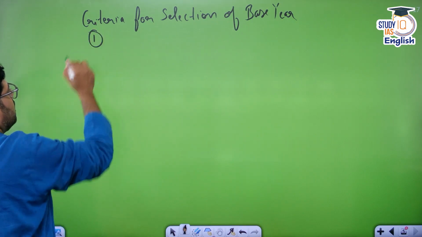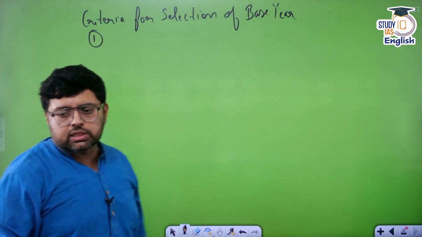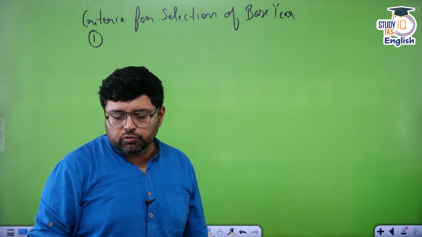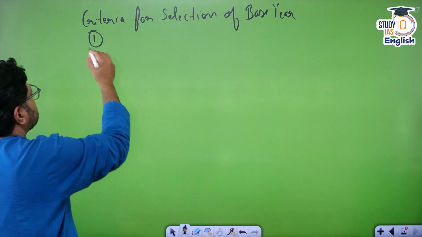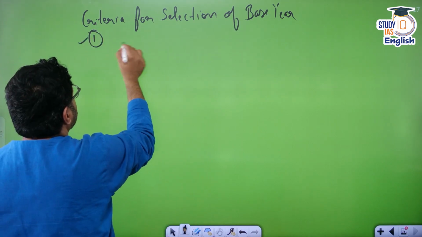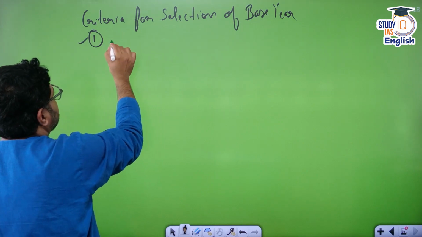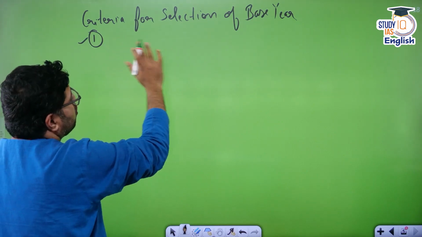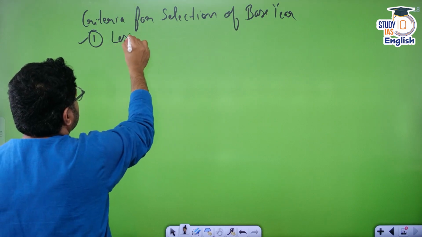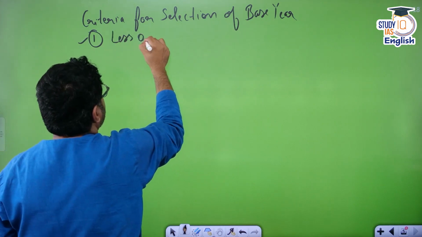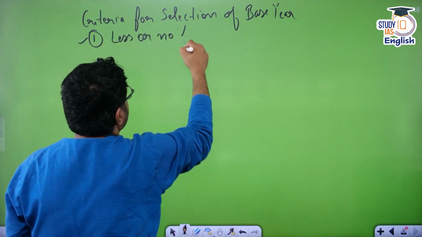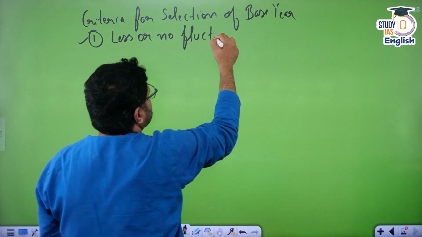Number one, if I talk about criteria for selection of base year, the first thing that you have to remember is that the base year must have very less or no fluctuation.